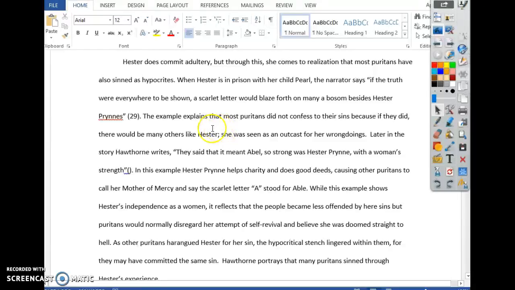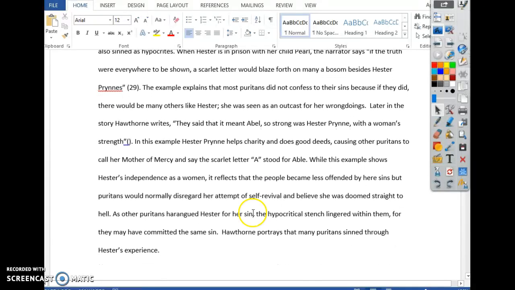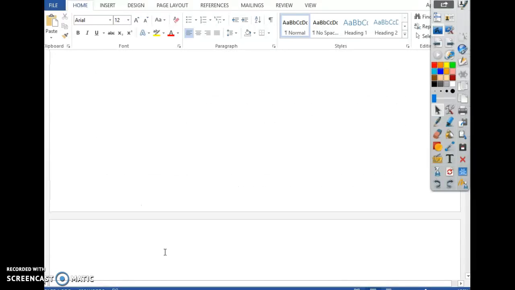So this here is a nice little use of a semicolon. Remember, semicolons have to have two complete sentences on either side, and they have to be intimately connected. So this is talking about how people would be treated like Hester, and this is reminding us that Hester is treated like an outcast. Take a second if you'd like to and continue reading through the paragraph. You can see what a nice job this does. And then also notice at the end of this paragraph, Hawthorne portrays that many Puritans sinned through Hester's experience. And notice this is a nice little summary sentence kind of tying the paragraph together. So that's really great.